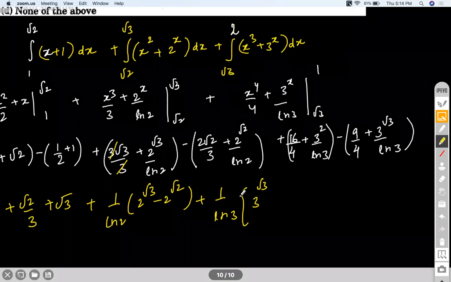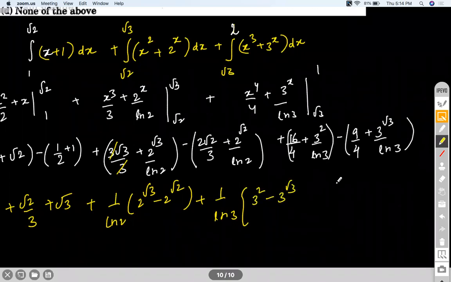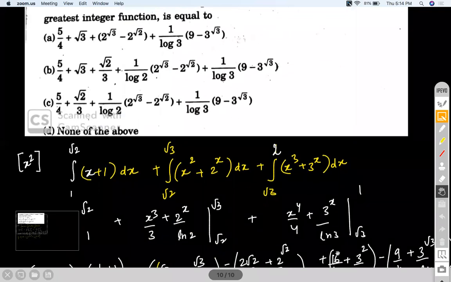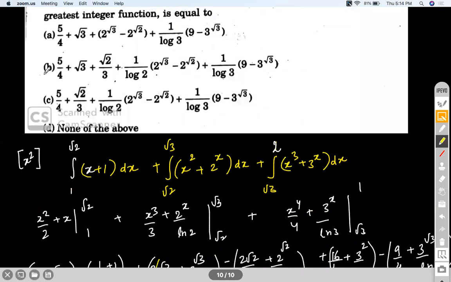In fact, it's minus 3^√3, and there would be a 3² term. So let me write that first: 3² minus 3^√3. Okay. Is this there in the answer? I think yeah, option number B is correct.